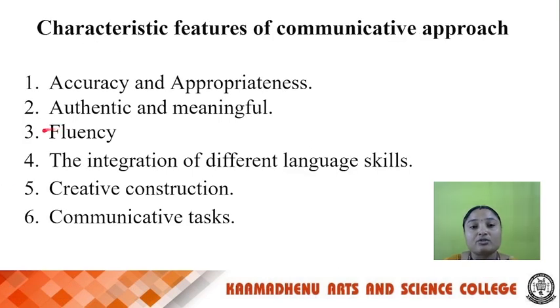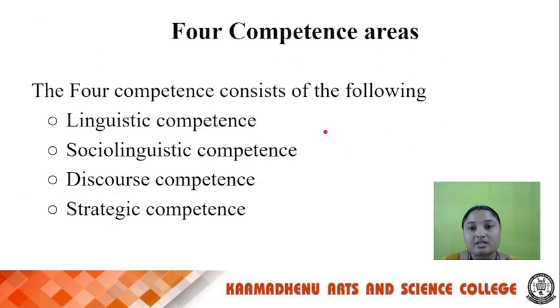And next we are going to see the characteristic features of a communicative approach. First one is accuracy and appropriateness. The learner attains communicative competence, that is, uses language accurately and appropriately. Authentic and meaningful communication should be the goal of classroom activities. Fluency is an important dimension of communication, and learning is a process of creative construction. It involves trial and error. Then communicative tasks.